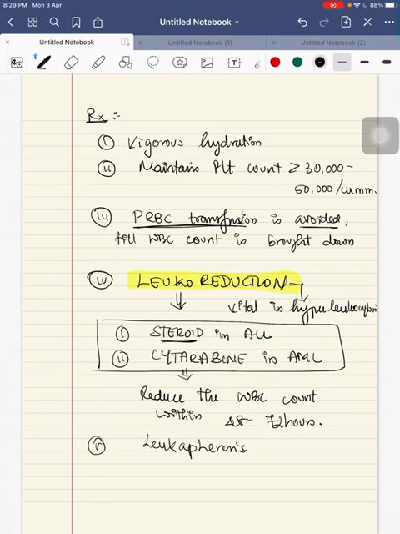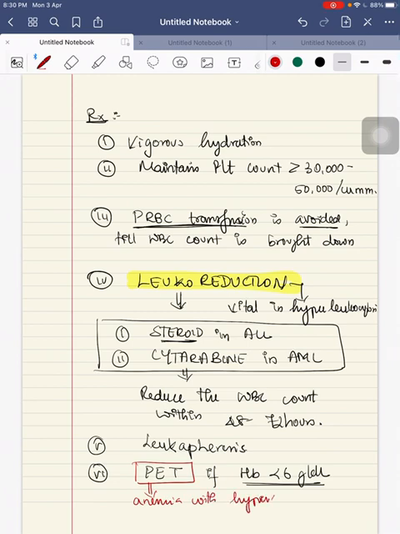Fifth, you can do leukapheresis by using a monitored apheresis machine. Sixth, you can use partial exchange transfusion if the HB is less than 6 gram per deciliter. So partial exchange transfusion is done if the child has anemia with hyperleukocytosis. So this is the management for hyperleukocytosis.